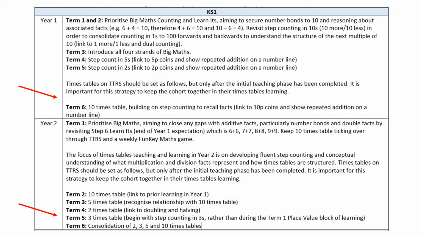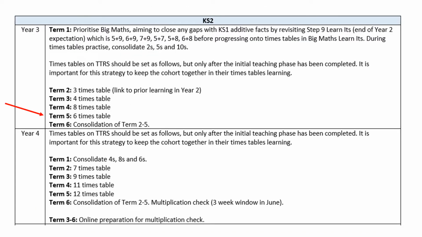As previously shared, it is important for this strategy to keep the cohort together in their times tables learning. In Year 3, the national curriculum states that children should achieve a secure understanding of the 3, 4 and 8 times tables. Similar to Key Stage 1, we have made the decision for the children to progress onto their 6 times tables. The reason being that we really want to support our children with developing quick recall of multiplication and division facts prior to the multiplication check in Year 4.